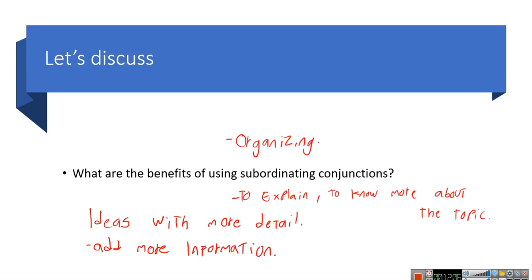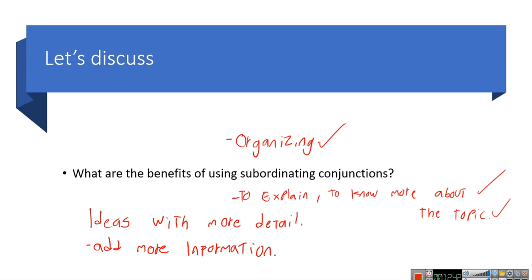All right, thank you. So, in summary, subordinating conjunctions help us organize our ideas, to explain, to know more about the topic. In the case we're writing, we're explaining to our reader, all right? So we're not writing to ourselves. Remember, when you write, you're writing to someone, and you want to explain as much as possible. So when Freddy says that, it's very important because you're showing more information about the topic you're talking about.